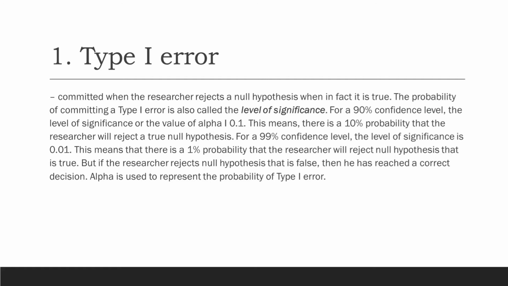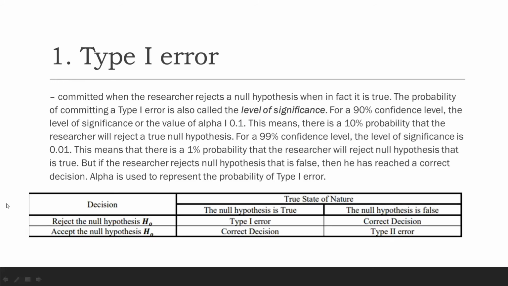But if the researcher rejects a null hypothesis that is false, then he has a correct decision. So alpha is used to represent the probability of type 1 error. So meron tayong table dito sa baba. So we have the decision, the true state of nature, the null hypothesis that is true, and the null hypothesis that is false. So, dito, sa decision natin, we have reject the null hypothesis.